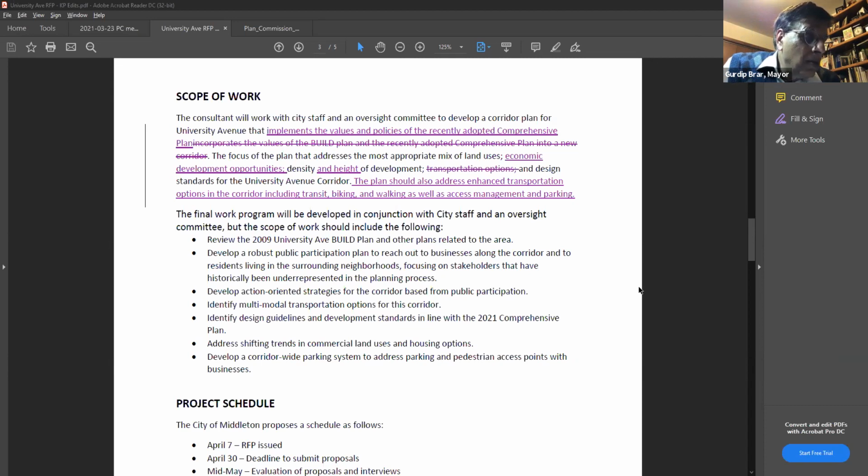I see all your notes there, robust public participation, and absolutely, I think we want to do that. So what do you want from here? From us, the motion to approve or recommendation, provide feedback to endorse the release of the RFP, and recommend to the council.